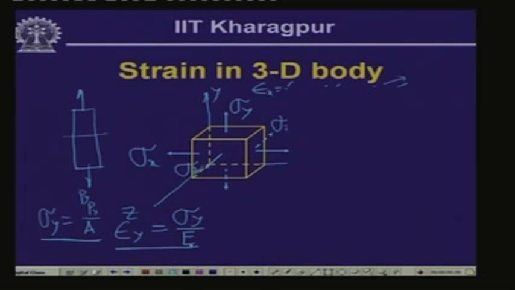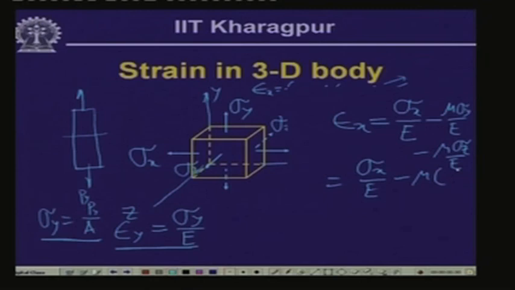we can write the strain in the x direction, epsilon x, is equal to sigma x by E because of the load which is acting directly, and the strain which we are getting in the x direction because of the y and z direction loads is equal to minus mu times sigma y by E minus mu sigma z by E, or this is equal to sigma x by E minus mu times sigma y plus sigma z by E. Likewise, the strain in the y direction, epsilon y, can be written as sigma y by E minus mu times sigma x plus sigma z by E.